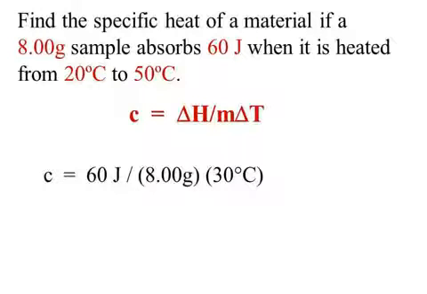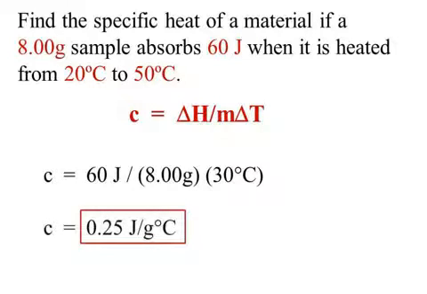Plugging your variables in and solving, your specific heat is 0.25 joules per gram degree Celsius. Don't confuse the variables heat, delta H, and specific heat, c.